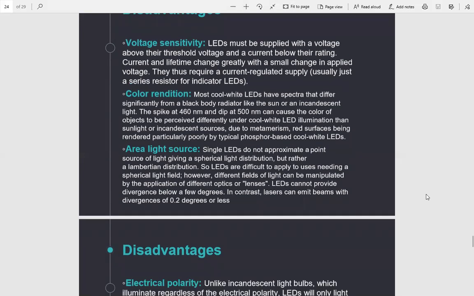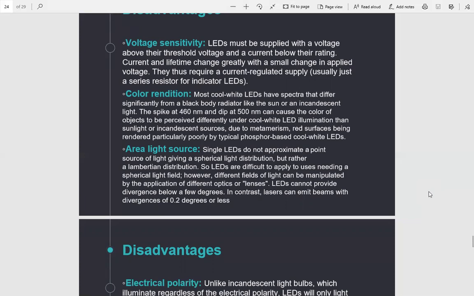Voltage sensitivity. LEDs must be supplied with a voltage above their threshold voltage and a current below their rated current. Current and lifetime change greatly with a small change in applied voltage, and thus they require a current-regulated supply, usually just a series resistor for indicator LEDs.